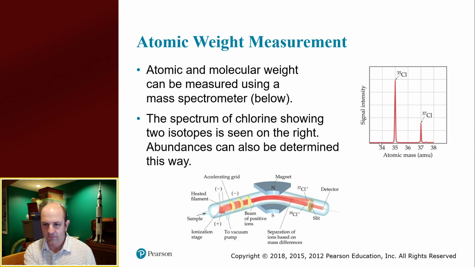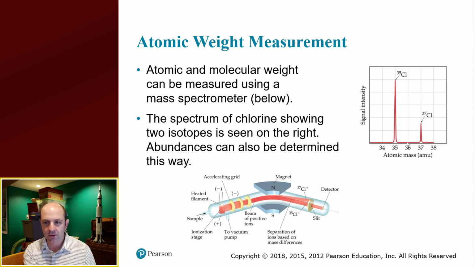But as we vary the magnet, so as we kind of scan from left to right, we'd say, okay, 34 would be scanned, but there's nothing there. There is no chlorine 34. Oh, but then we get to chlorine 35, and now we see it. And then we get to 36. The magnet got stronger. Oh, but we don't see anything because there is no chlorine 36. Oh, but then we make it a little more, and yes, we see chlorine 37.